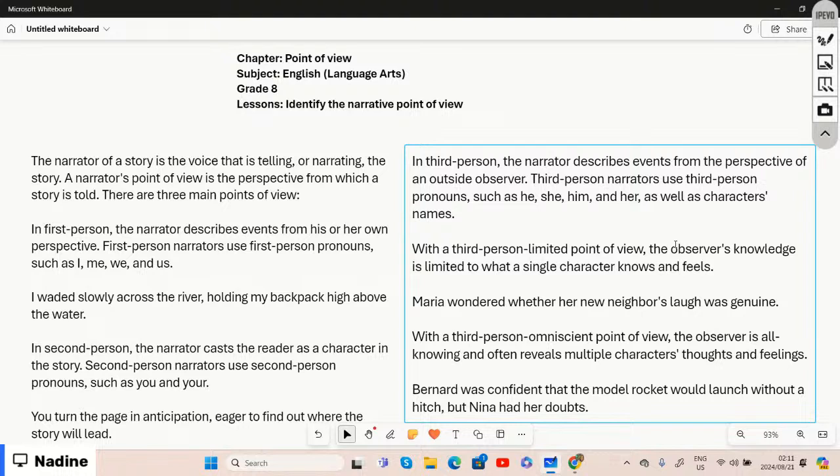All right. So also when it comes to the first person, the narrator describes events from his or her own perspective. But also, first person narrators use first person pronouns. So with narrating it and telling it in your own words or from your own perspective, you're also using first person pronouns. First person pronouns are words like I, me, we, and us.